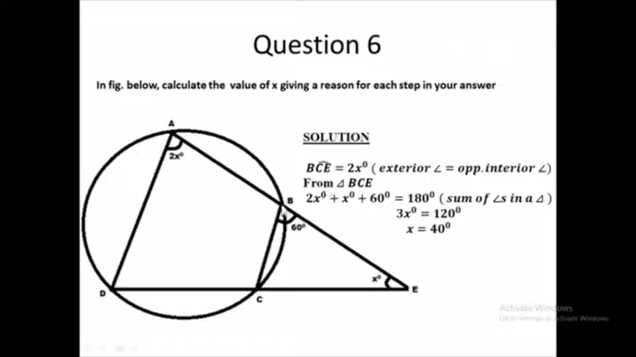So from this triangle BCE now, if you have this angle to be 60 degrees, this angle to be 2x degrees, and this angle to be x degrees, if you add all these three angles together, because this is a triangle, it should give us 180 degrees. Reason: sum of angles in a triangle. And if that should be the case, what is 2x plus x? That will give us 3x. If I collect like terms, take this 60 to the other side, we have 180 minus 60 degrees, that will give us 120. From there, I can divide both sides by 3 to get my x, and my x is 40 degrees. That means the value of our x is 40 degrees.